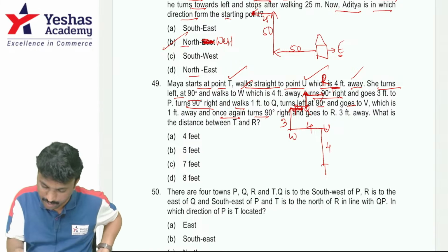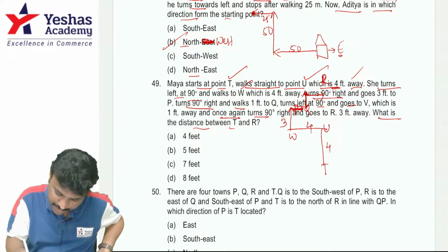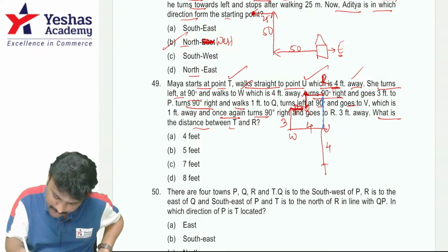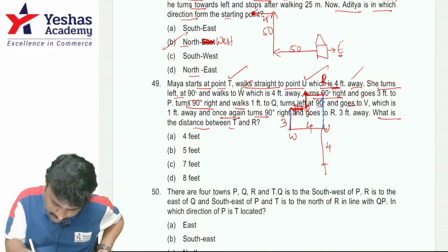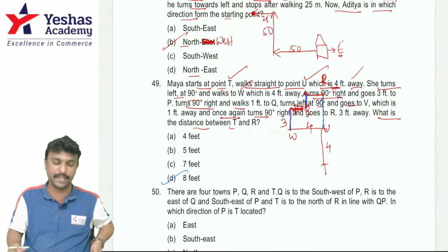Now, what is the distance between P and R? It's clearly the vertical distance I have to compute. This distance plus this distance. First of all, this is 3 and this is 1. 3 plus 1 is 4. So 4 plus 4 is 8 feet.